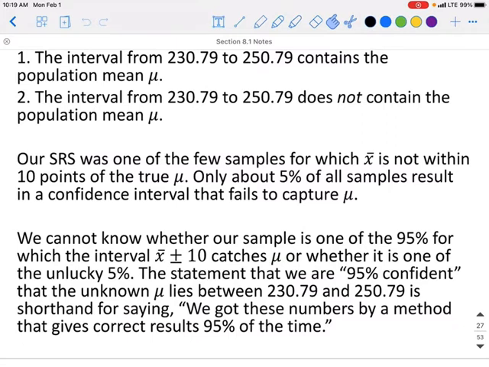The statement that we are 95% confident that the unknown mu lies in the interval is shorthand for saying that we got these numbers by a method that gives us correct results 95% of the time.